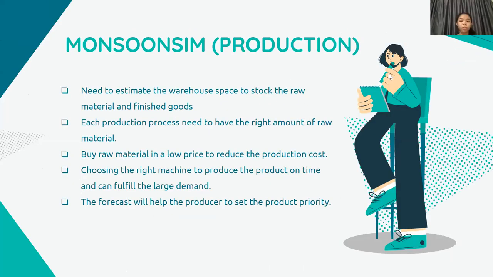So for production in MonsoonSIM, we need to estimate the warehouse space to stock the raw material and also the finished goods. Each production process needs the right amount of raw material to produce the outcome. And whenever we buy raw material, we need to choose the vendor that provides the low price to help reduce the production cost, and also choose the right machine. This also helps to produce the product on time and fulfill the customer's demand. And the forecast will help the producer to set the product priority to know which product should be produced first, second, and third, based on the demand. Next slide.